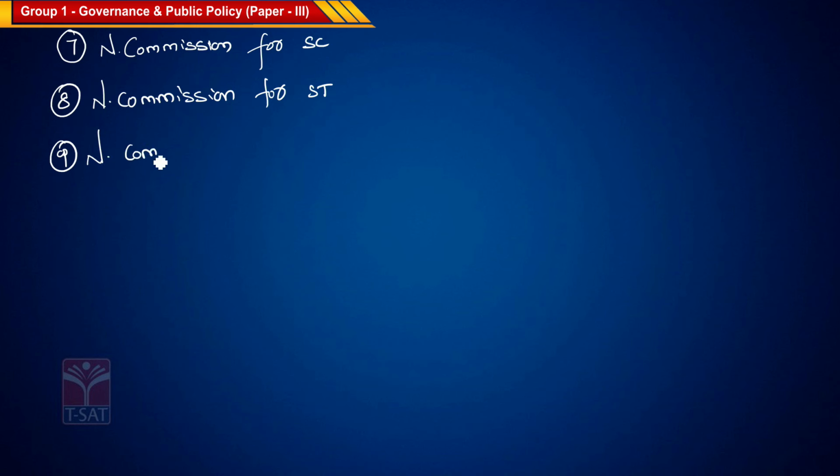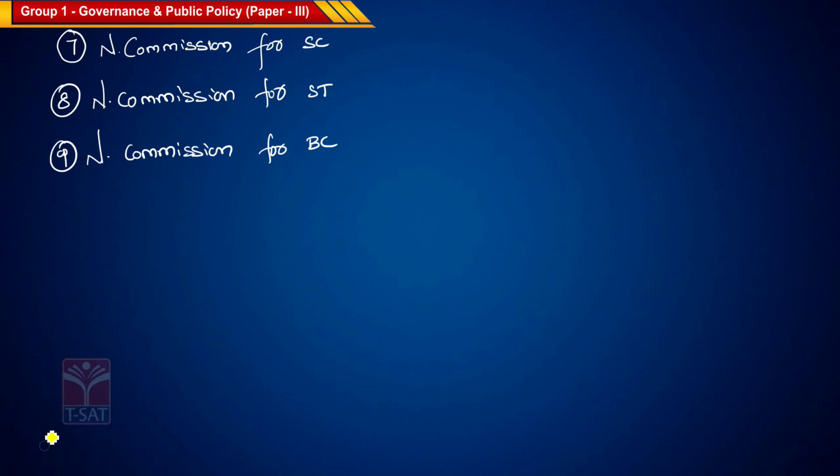Let us see the seventh one. The seventh one is National Commission for SC. National Commission for ST. And the ninth one is National Commission for BC. SCs, STs and backward classes.